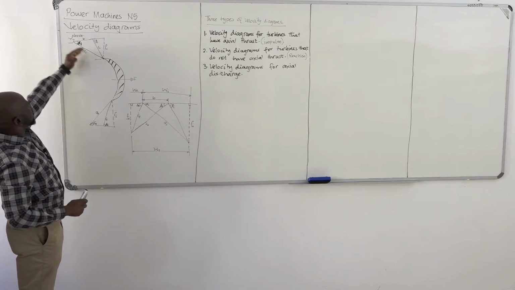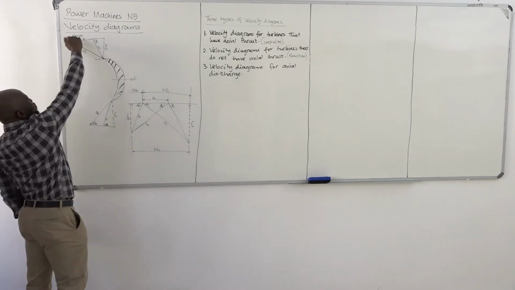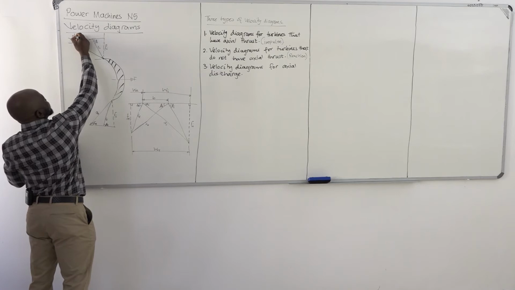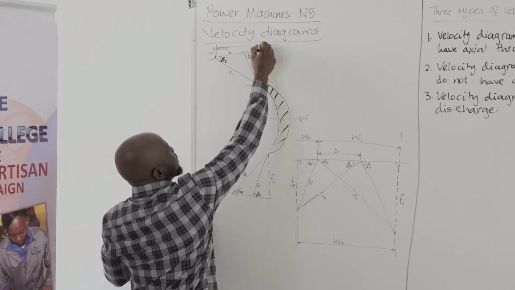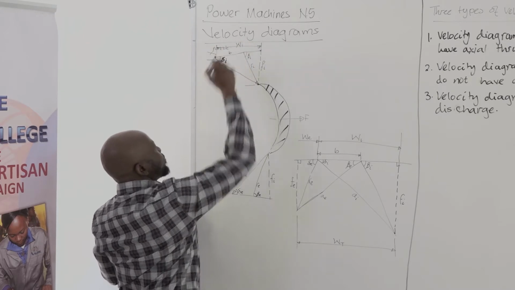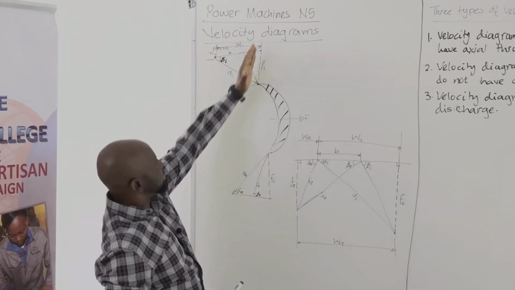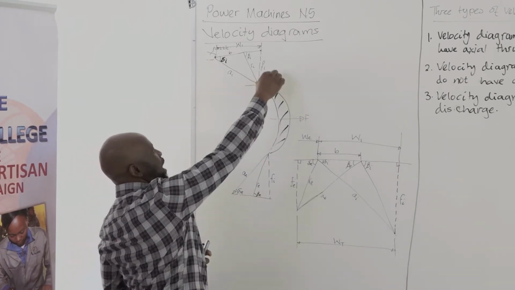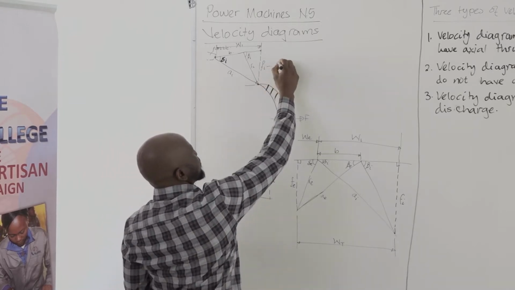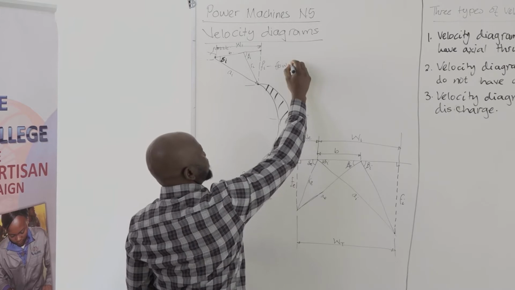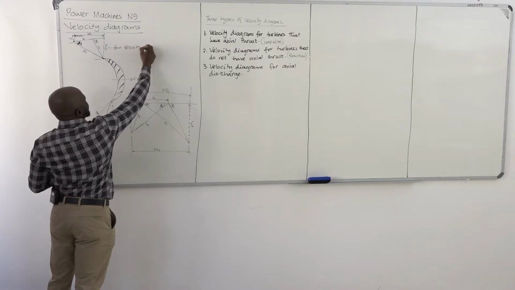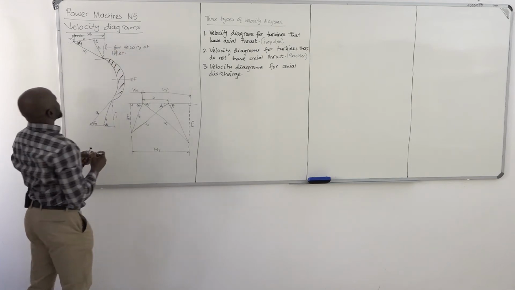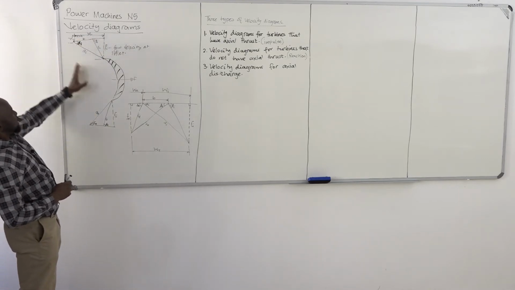Since our velocity is at an angle, drawing a horizontal component of that velocity gives us what we call whirl velocity at inlet, which is from here to there. This is whirl velocity at inlet, which is Wi. And the vertical component of that velocity of the steam at inlet is Fi, which is the flow velocity at inlet. So that completes the inlet side.